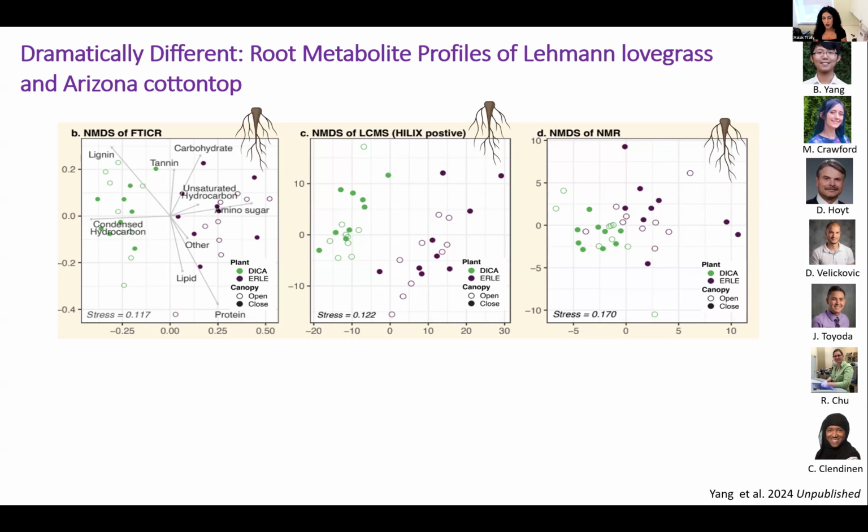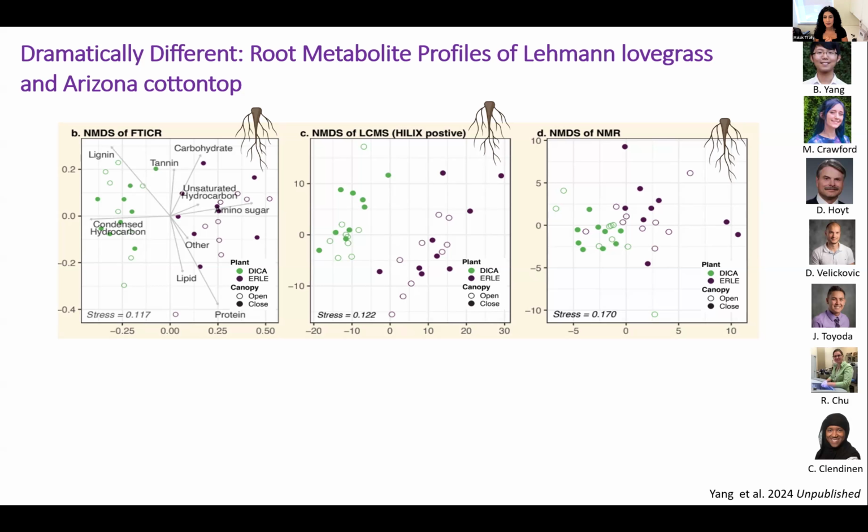Purple will always represent the invasive species, or ERLE, throughout the presentation. Green will be the native species. Now, the open circles represent samples collected under open areas, whereas the closed circles represent samples collected from under canopy. Remember, our goal here is to look at the root metabolome of these 2 species under open areas and under the mesquite, as well as do the same thing for the rhizosphere.